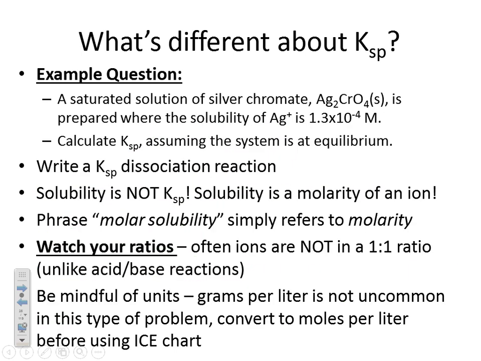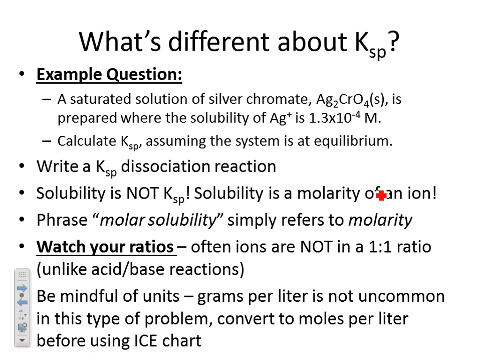What's different about a Ksp problem? In the example problem shown here, it says a saturated solution of silver chromate is prepared where the solubility of Ag plus is 1.3 times 10 to the minus 4th molar. Calculate Ksp, assuming the system is at equilibrium.